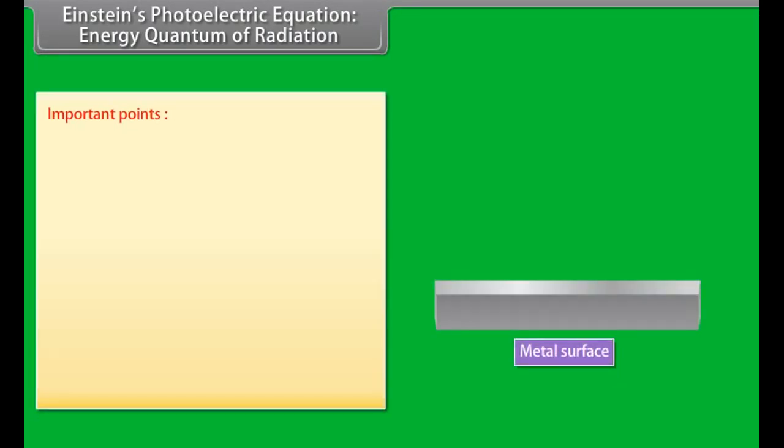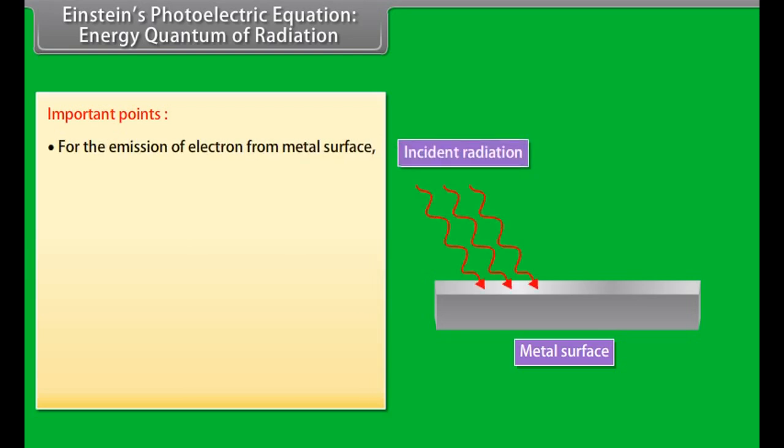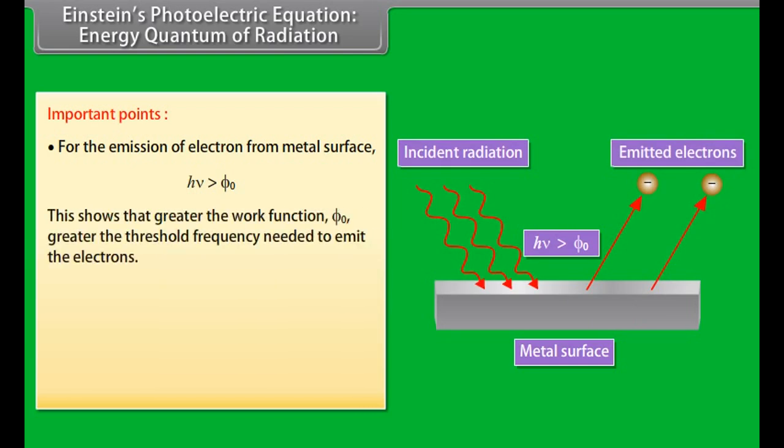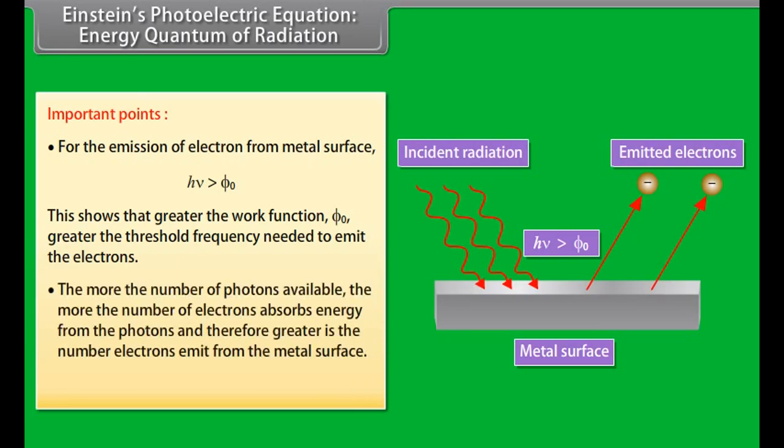Important points. For the emission of an electron from a metal surface, h nu must be greater than phi 0. This shows that the greater the work function phi 0, the greater the threshold frequency needed to emit the electron. The more the number of photons available, the more electrons absorb energy from the photons, and therefore greater is the number of electrons emitted from the metal surface.